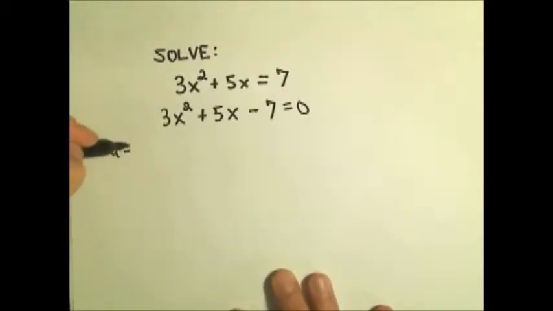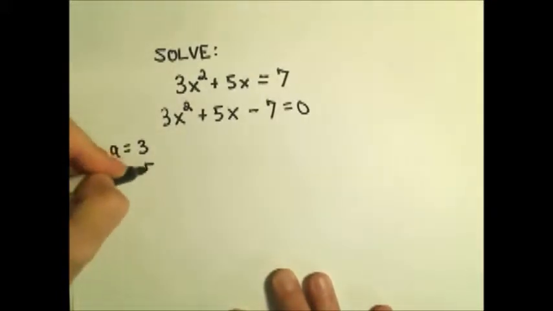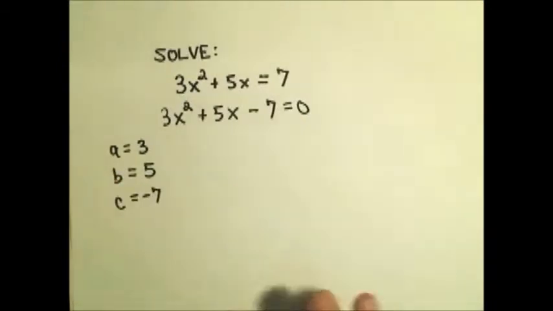A is going to have the value positive 3, B is going to have the value positive 5, and C is going to have the value negative 7.